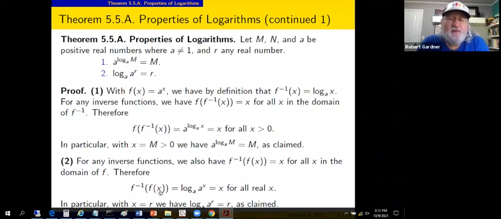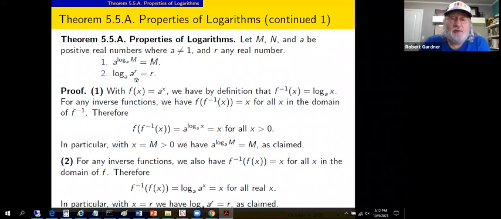So when we look at f inverse of f of x, this time we're putting f of x, the exponential function, inside f inverse of x, the log function. So we'll have log base a of a to the x. There's the composition. You know this equals x, and you know this holds for all x in the domain of the inner function f. The inner function is the exponential function. Its domain is all real numbers.